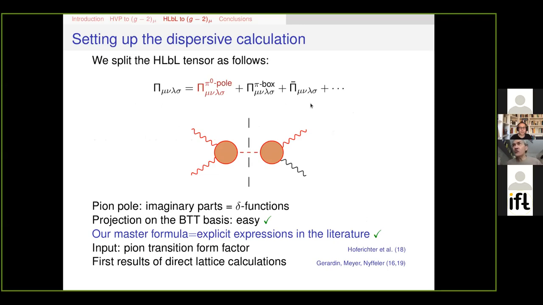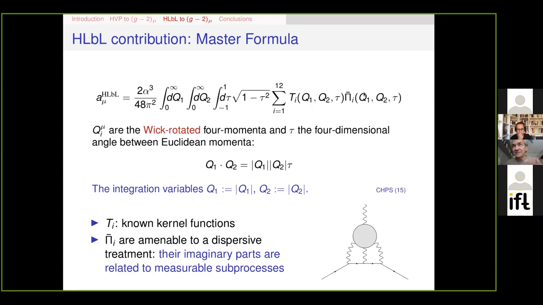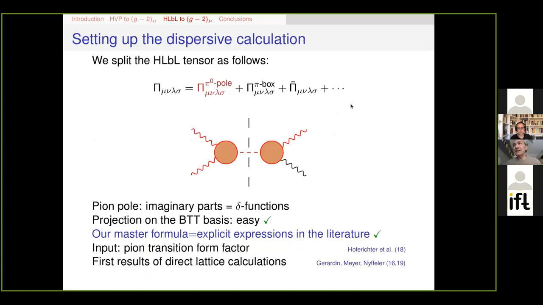Now, in contrast to the case of hadronic vacuum polarization, you see that there's a more complicated dependence of the integrand on the integration variables. And so in particular, there are different contributions, different intermediate states, which contribute to different scalar functions appearing here. So it's not just one integral where you insert the imaginary part and you have everything. For each channel, you have a different integral in this case.